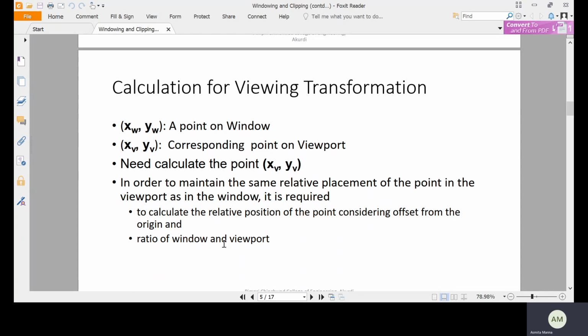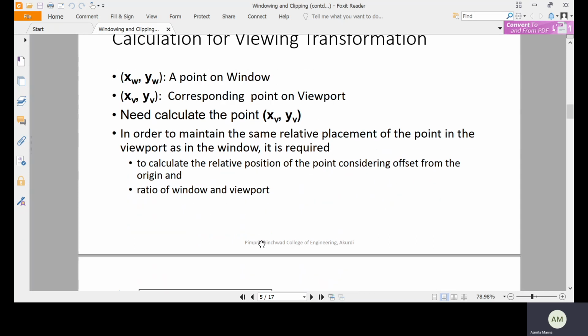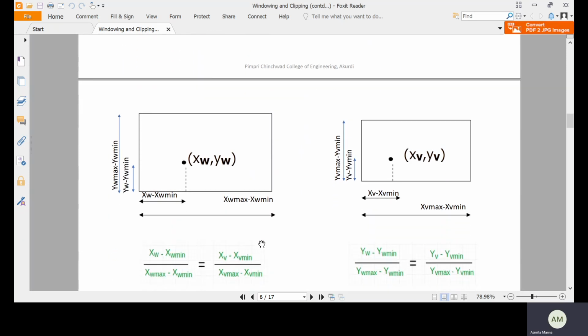That will help us in the translation. And ratio of window and viewport, this will give me the scaling factor, how much larger or how much smaller I have to make my image. Let us check one example.